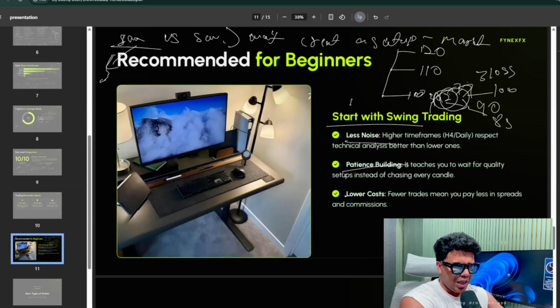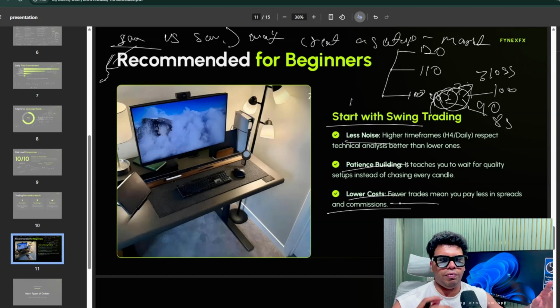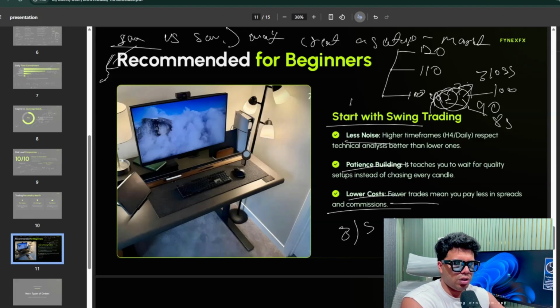Anyway, swing trading is very low cost. Fewer trades means you pay less spread and commission. See this, you're going to enter small positions. You're going to enter with small trades. You're not going to be hunting for good setups each and every time in the markets. Your brain is not going to manipulate you, and you're going to enter just 3 to 5 trades a week, okay, or 1 or 2 trades a week. That depends on you.